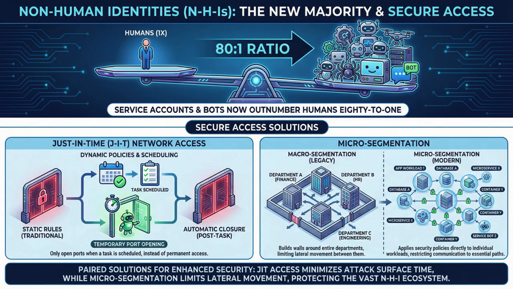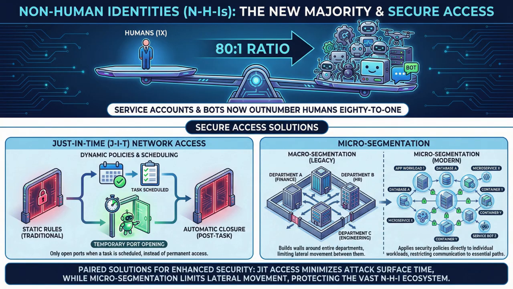Finally, we address the new frontier, non-human identities, or NHIs. Service accounts and bots now outnumber humans 80-1. They require just-in-time, or JIT, network access. Instead of static rules, we use dynamic policies that only open ports when a task is scheduled.